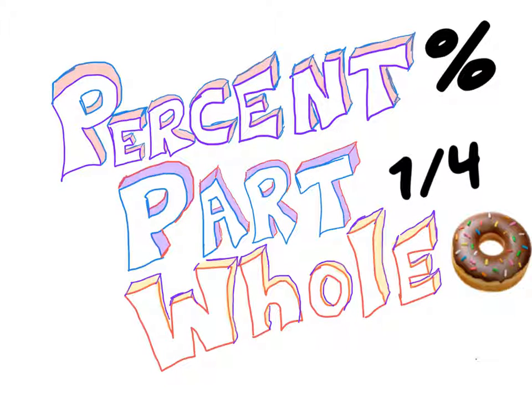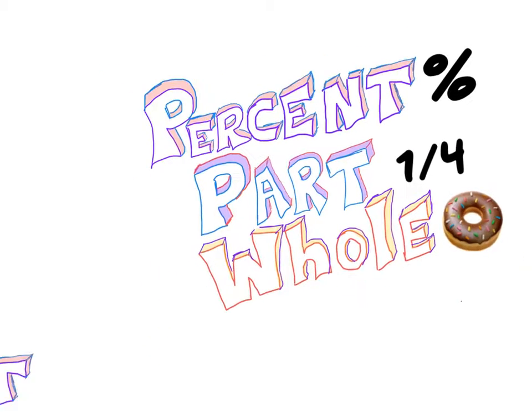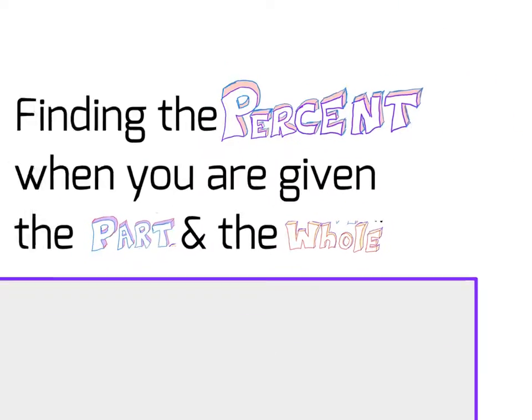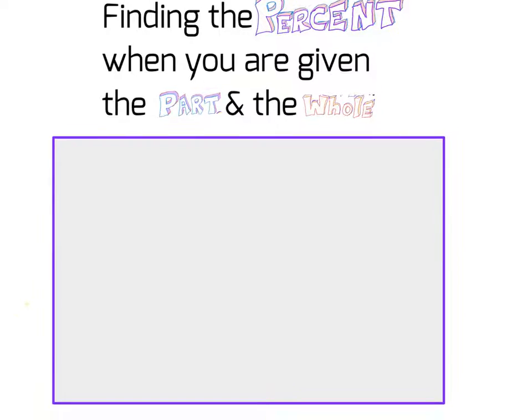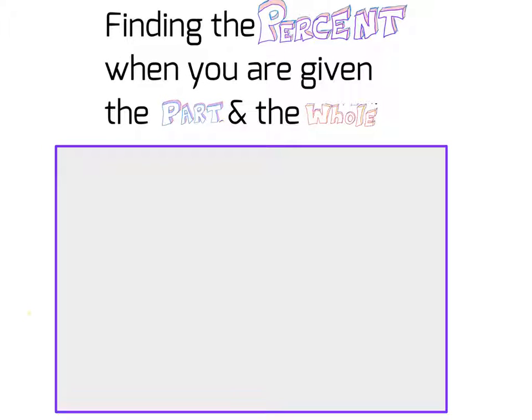Percent, part, and whole. So we're going to look at how we can use two of these values to find the third or the missing value. And the first thing we're going to look at is finding the percent. If you open up to the first page of your foldable, it should say finding the percent when you are given the part and the whole. So this is what we're going to focus on first. We want to find the percent when we're given the part and the whole.